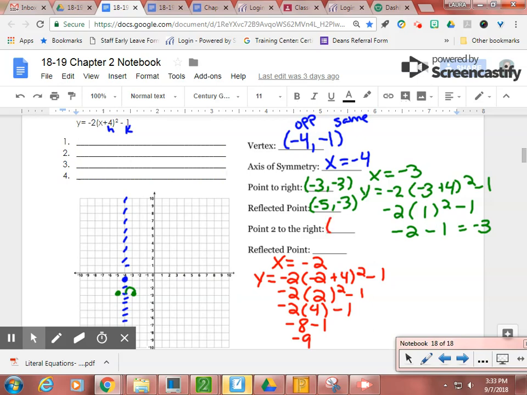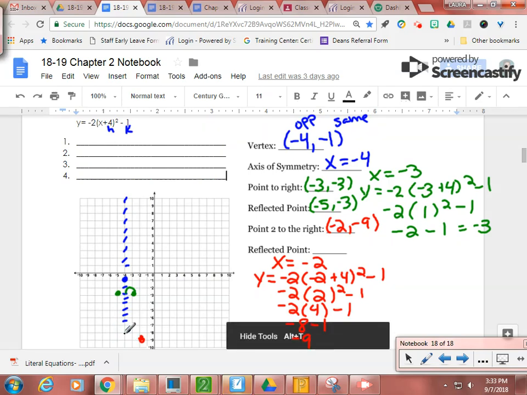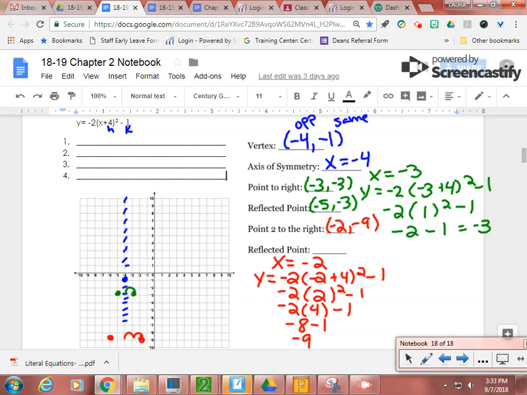So this is the ordered pair. We put in -2. We got back -9. So we're back 2 and down 9. Okay, so then we want to reflect that point. So if we want to reflect that point, we're 1, 2 away. So we're going to go 1, 2 the other direction. So that's going to be the point -6, -9.